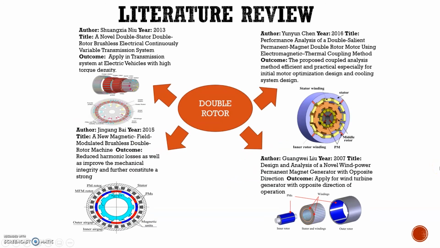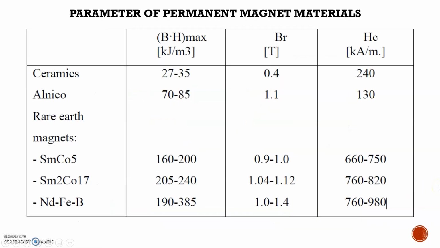Okay, this is the literature review. This one has been applied to a transmission system in electric vehicles, and this one is for reducing harmonic losses as well as improving integrity. This one is for the proposed comfort, and this is better, efficient and practical, especially for emission mode optimization using polyester design. This one is applied to a wind generator with a presidential operation. Okay, this is the parameter of the permanent magnet materials. We can see here the ceramics, nickel, and rare earth magnets.